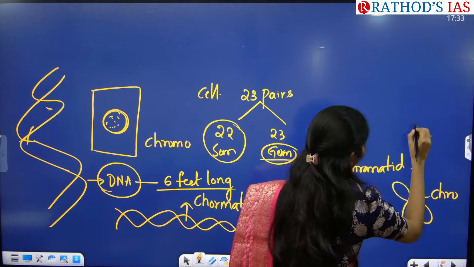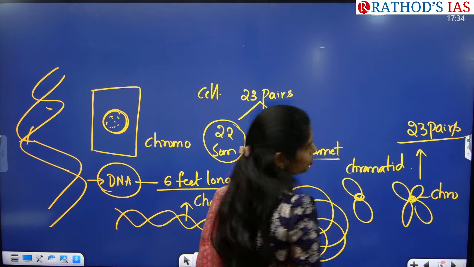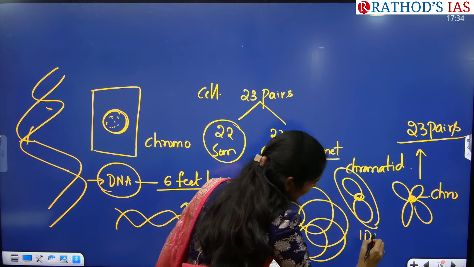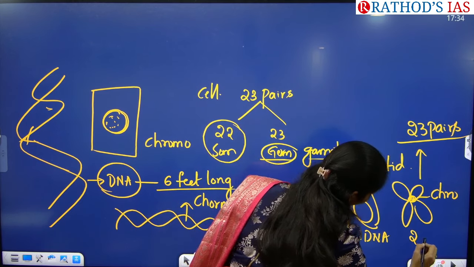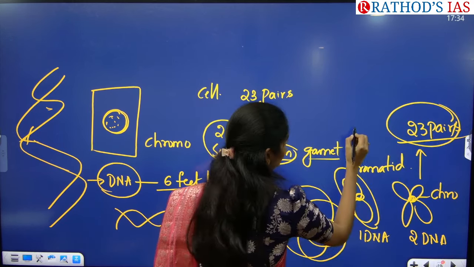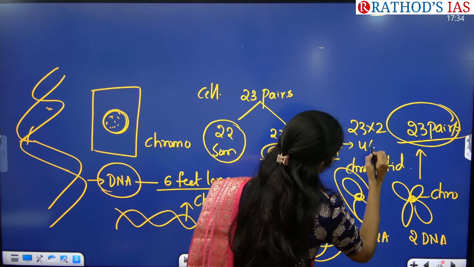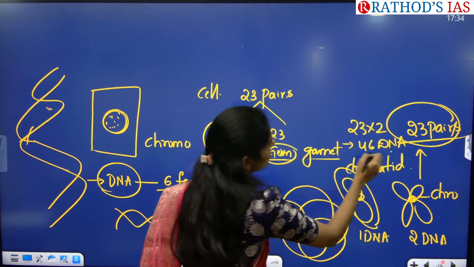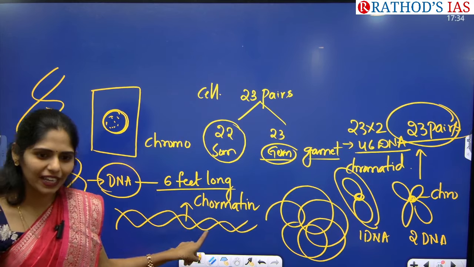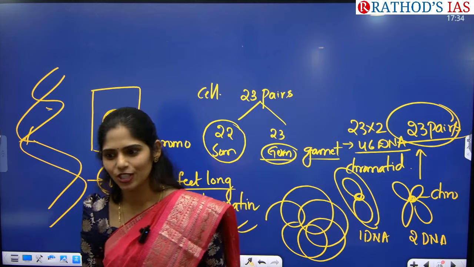And in a cell, we have 23 pairs of chromosomes. That means this 1/8 part is your 1 DNA. That means in a chromosome we have 2 DNAs. In the entire cell you have 23 pairs, that means 23 into 2 DNAs, that means 46 DNAs you will be having in a single cell. Okay, so this is about your DNA, chromatin, chromatid, chromosome and the number of DNAs present in your cell.